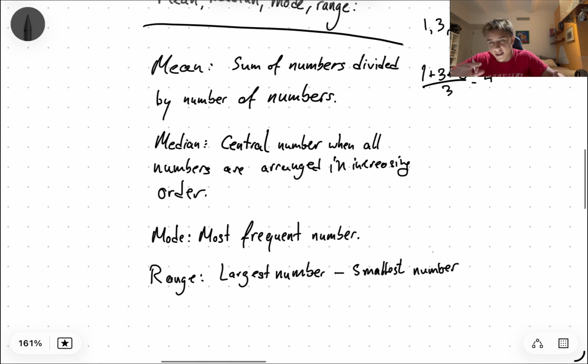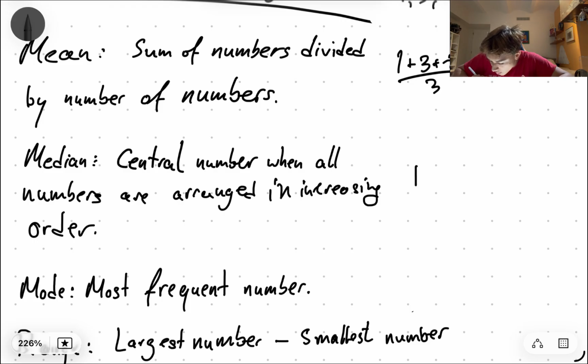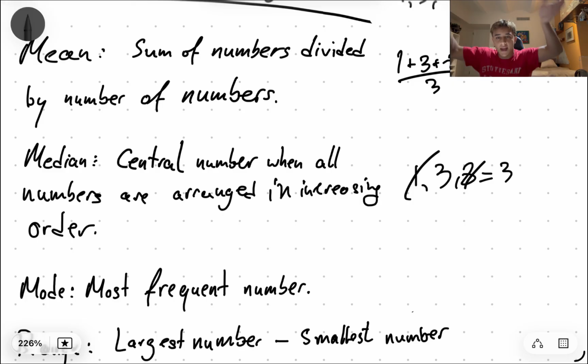The median is slightly different, right? It's the central number when all the numbers are arranged in increasing numerical order. This also aims to tell you the center. So for example, the median of 1, 3, and 8 is just going to be 3, right? Because if you take out the first and the last, you're left with just 3.